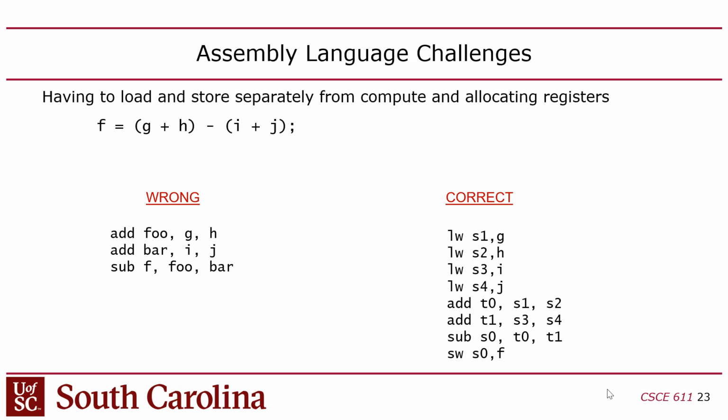The problem is that these input variables, which are G, H, I, and J, have to be loaded into registers first. So I've got load word instructions there to load each of those into registers S1 through S4. And then once I calculate the output F, which is being put into S0 here, then I store S0 to F. Does that make sense?